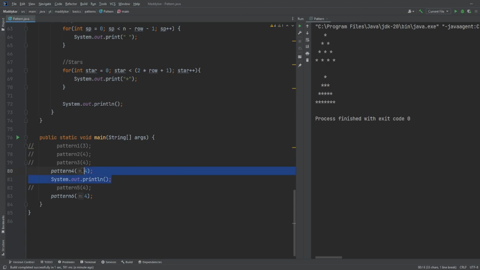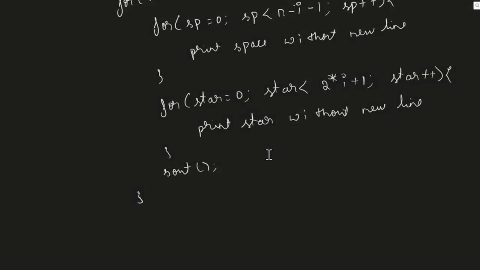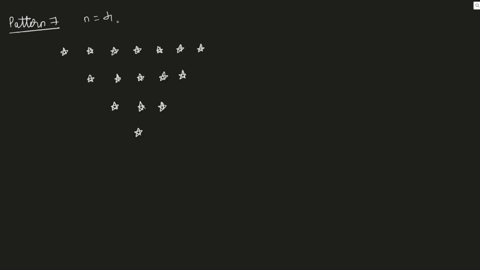I hope so far the things are good. Let us move on to our next pattern. Pattern 7. And I won't be solving this pattern. You guys need to solve it by yourself. I'll just give the pattern here. Input for this pattern is same as previous ones, which is 4.